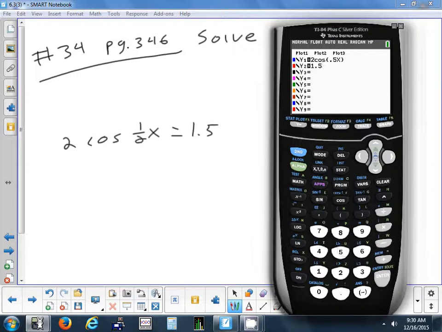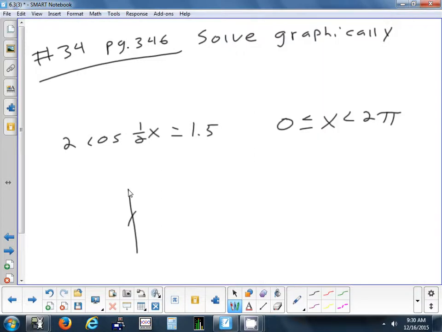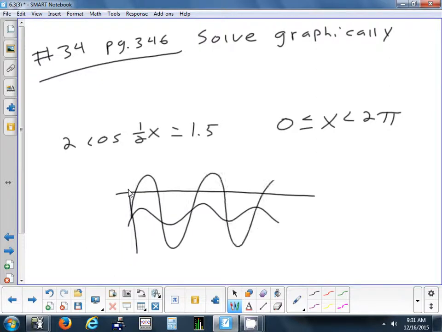If I didn't put this 2 in front of the cosine, what's the highest and the lowest cosine would normally go? 1 and -1. So if cosine only went between 1 and -1, and I asked where it hits 1.5, what would be the solution? There wouldn't be one. You'd have a graph that looks like this. It would never hit it. But because I put that 2 in, it's going to now go 2 to -2. It's going to make the amplitude taller. So it is going to hit it.